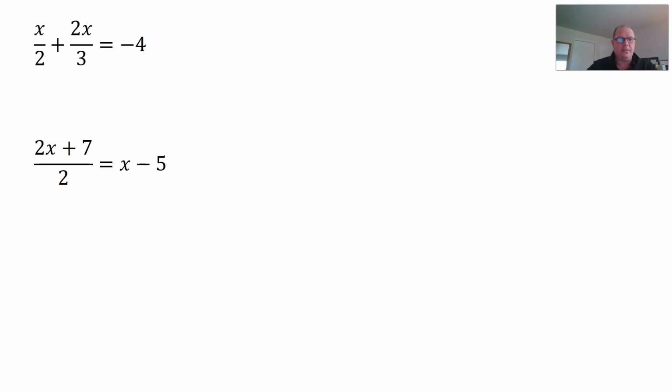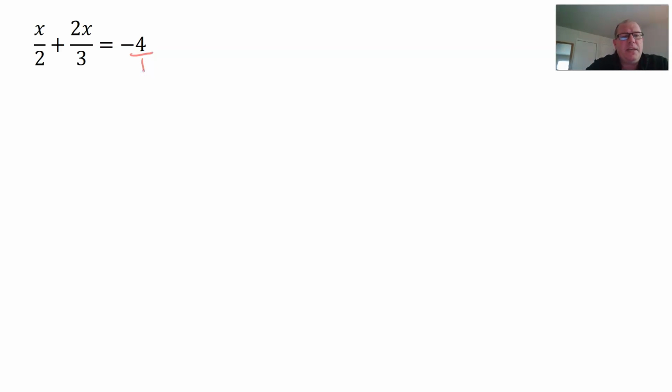Let's get going. Okay, if we start off with this first one, we've got x over 2 plus 2x over 3 equals minus 4. And I think a good approach, and one my grade 8s are really enjoying, is the common denominator approach. So let's think about this. You can think about negative 4 as a fraction. It's negative 4 over 1.